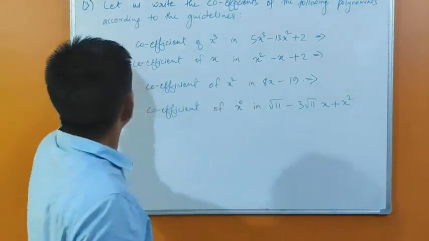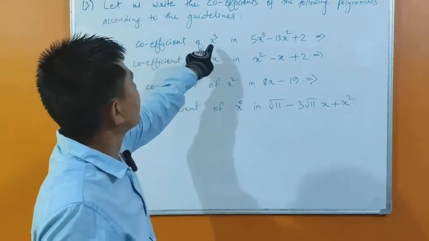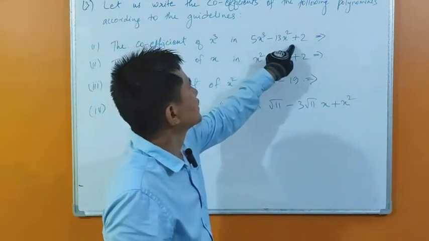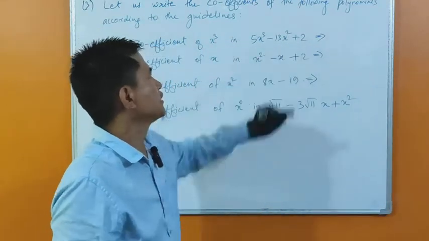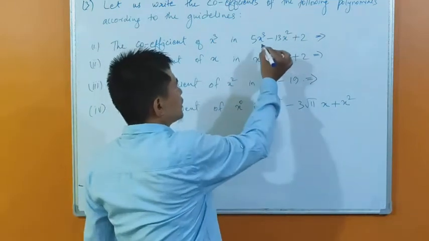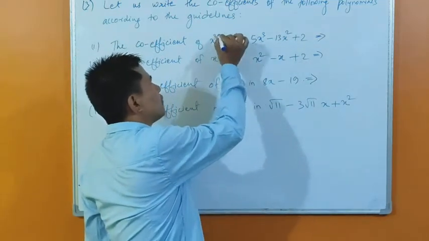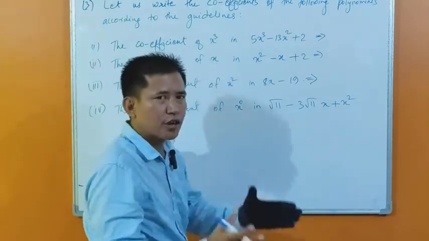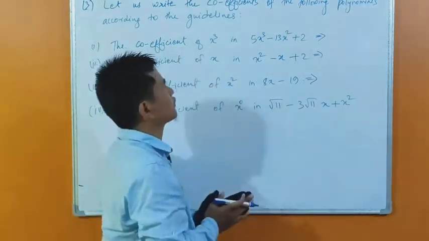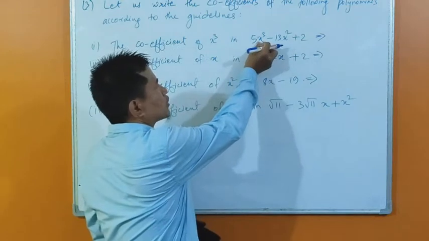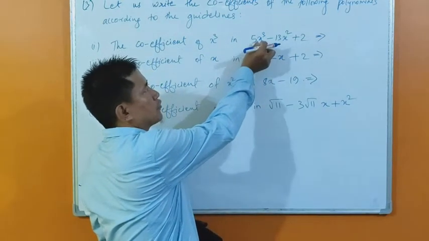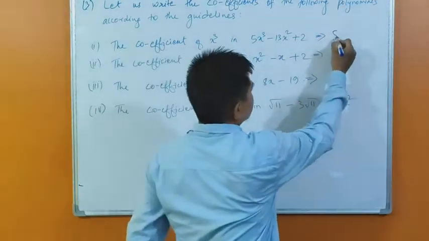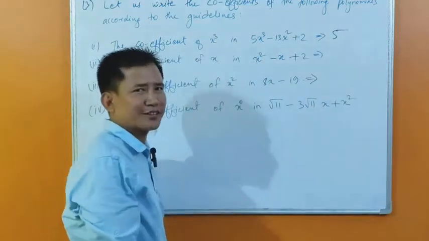Question number 1. The coefficient of x cube in 5x cube minus 13x square plus 2. In this expression we are asked to write the number which is just before x cube. The number which is just before x cube is 5. The coefficient of x cube is 5. It's very, very simple, isn't it? You understood? I think so.